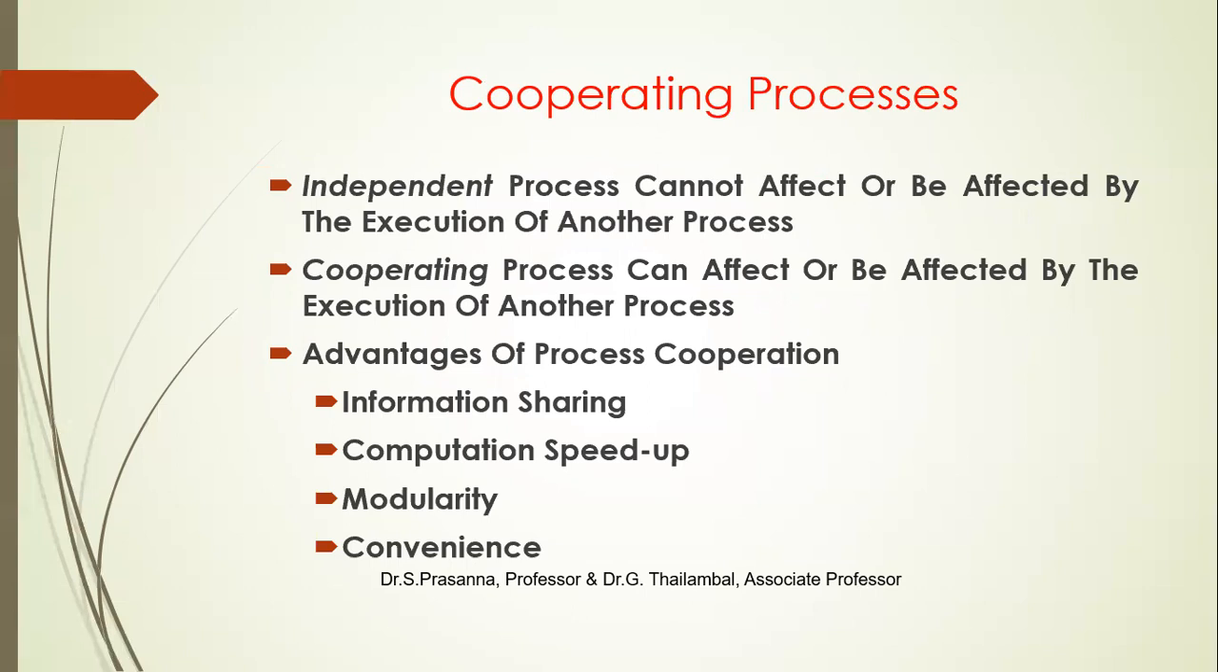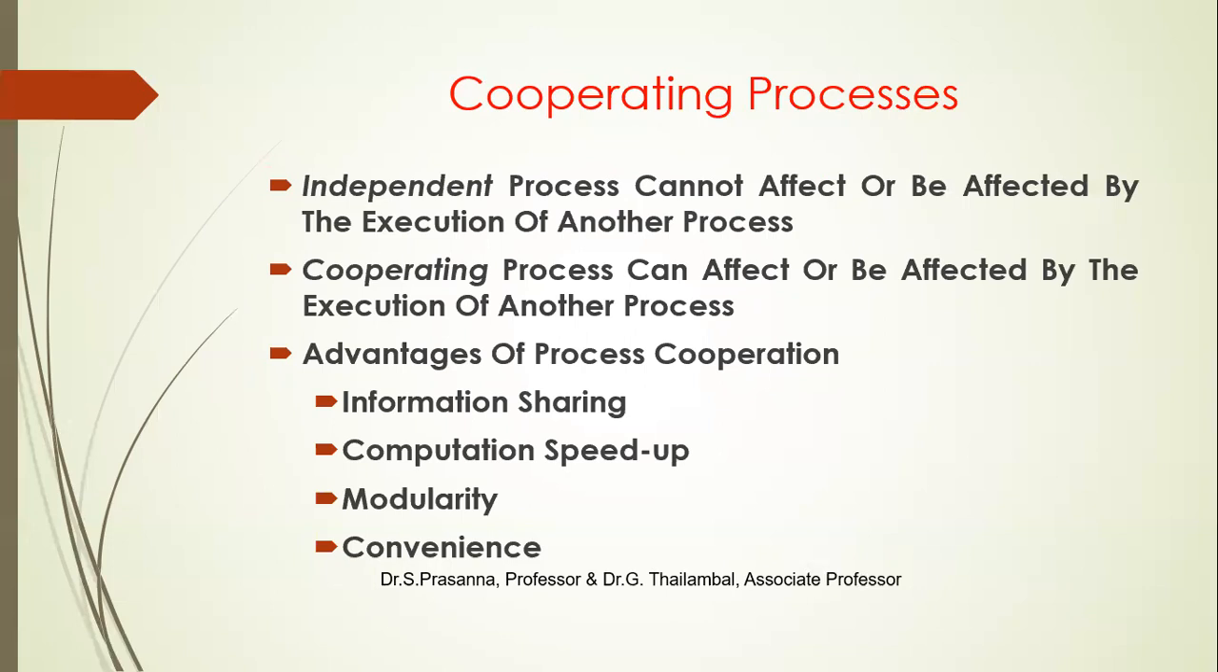Cooperating process. You have two types of process. One is the independent process and another one is the cooperating process. An independent process cannot affect or be affected by the execution of another process. A cooperating process can affect or be affected by the execution of another process, so it needs some communication between the two processes. If it is an independent process, it doesn't bother about other process execution.